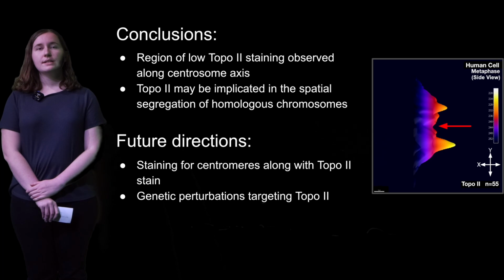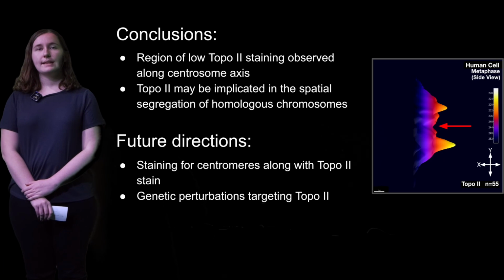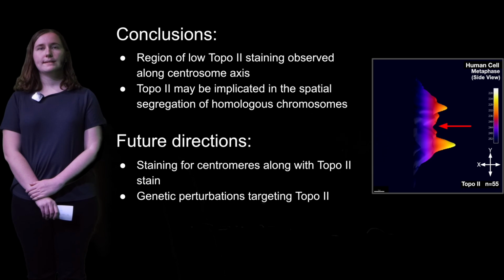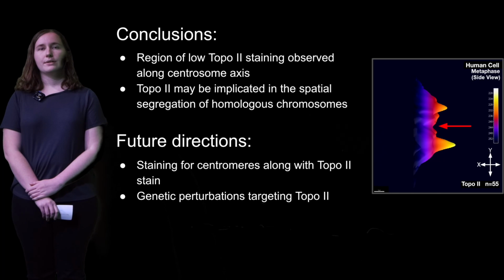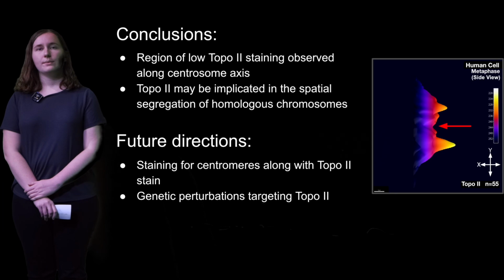For future directions, we hope to stain the centromeres with the Topo2 so that we can see if the Topo2 is between the centromeres or not. And we also would like to do some genetic perturbations of Topo2 to see if the haploid set segregation stays around when we remove some of the Topo2.